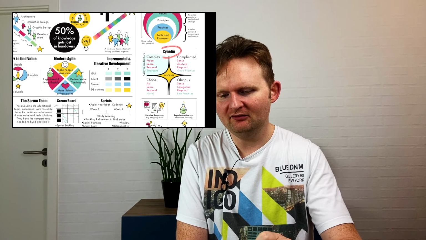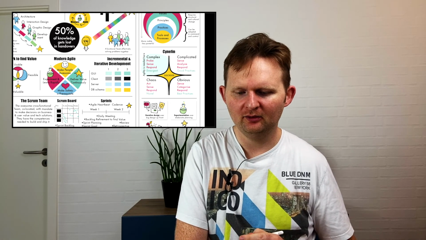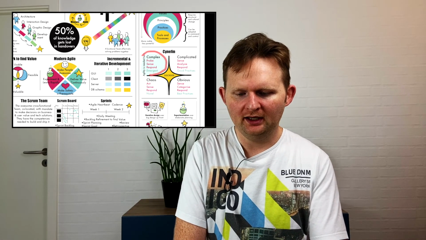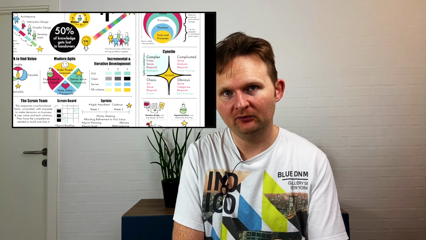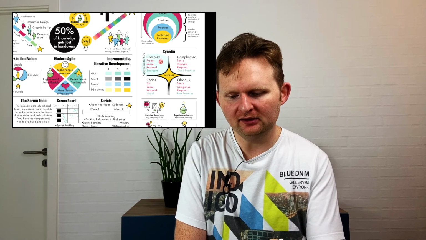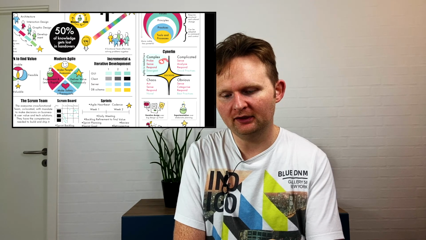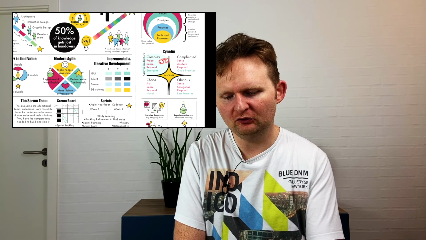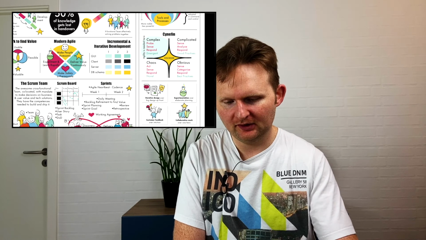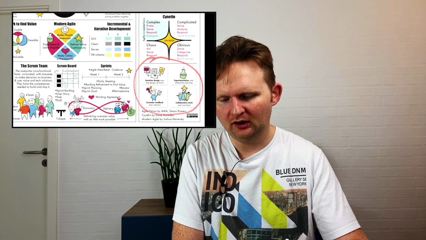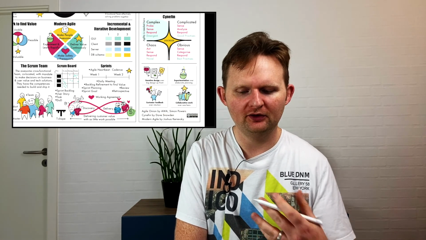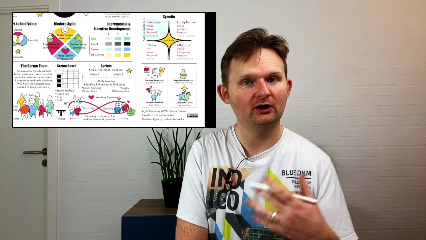Then we have Cynefin, a super nice model here, and especially in the complex, that is where agility thrives quite a lot. And for instance, Scrum tries to help us to remove some of this complexity and move it closer to the complicated domain, and so on. Then we have some good principles down here, iterative design over big design up front, and so on.